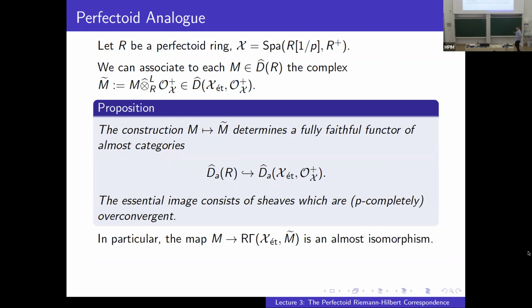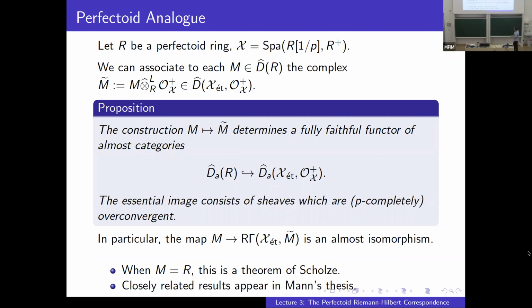And the essential content of the full faithfulness is that given M, a p-complete complex of R modules, you can recover it from M tilde, at least in the almost category. Namely, there's a natural map from M to the hypercohomology of M tilde, and that's an almost isomorphism. So when M is equal to R, this is a theorem of Peter Scholze, and it's one of the first things that you check to get the theory of perfectoid spaces up and running. And in the general case, it's closely related to some statements that appear in the thesis of Lucas Mann.